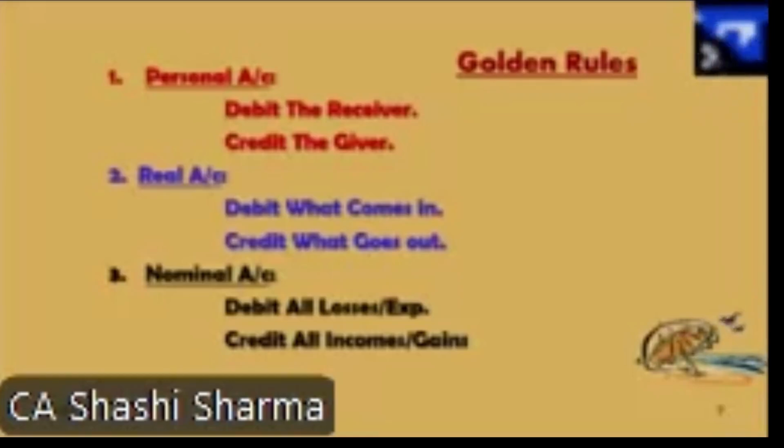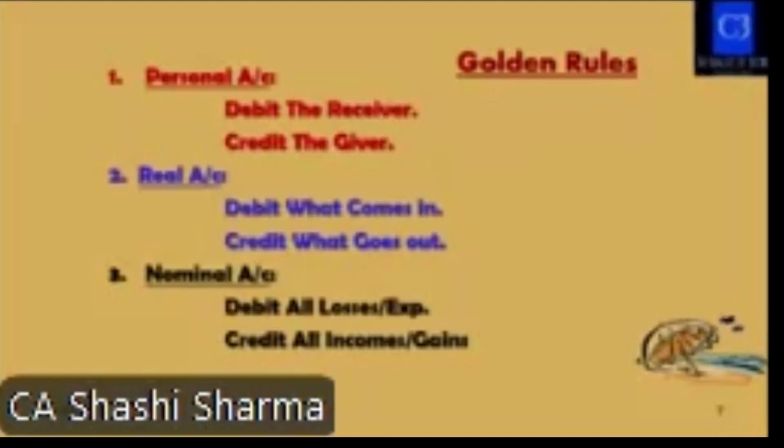Or if you are receiving commission from someone, then commission account will become income or gain and commission account will be credited. So these are the rules, golden rules developed in UK, and we will stick to these rules while recording the transaction. You must memorize these rules. Otherwise, your recording may go wrong.